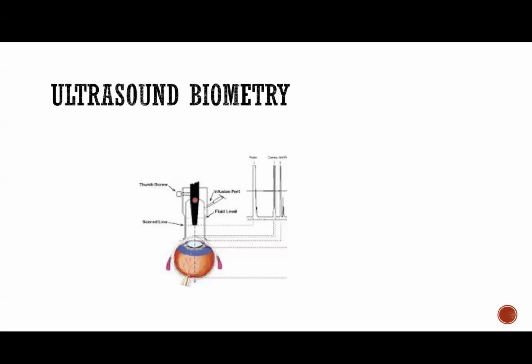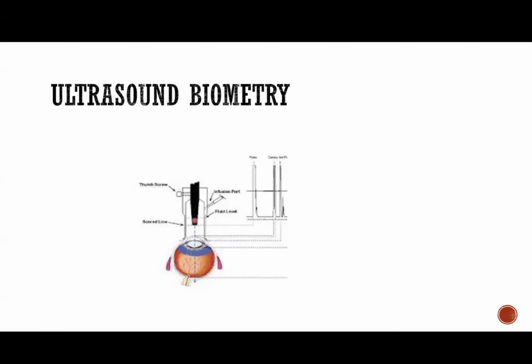The person who does the biometry has to carefully adjust and orient this probe onto the eye. It should be perpendicular to the cornea. If there is any sort of angulation, the ultrasound wave which hits the back of the retina will not be exactly at the fovea. Then your measurement will be changed.